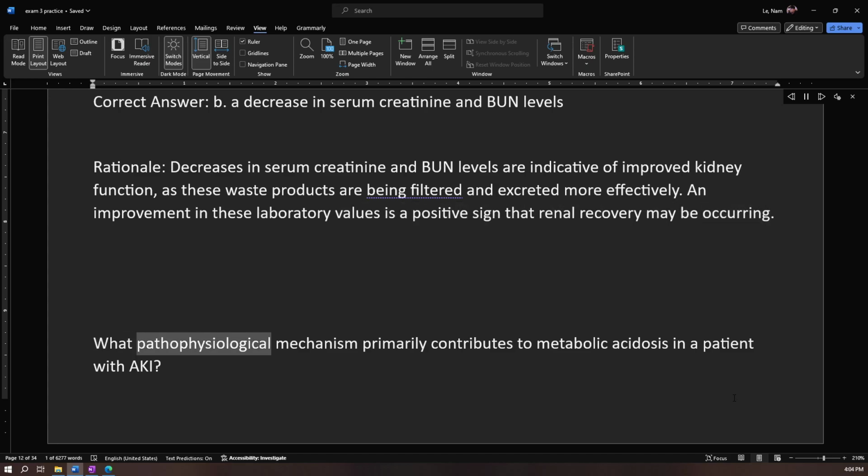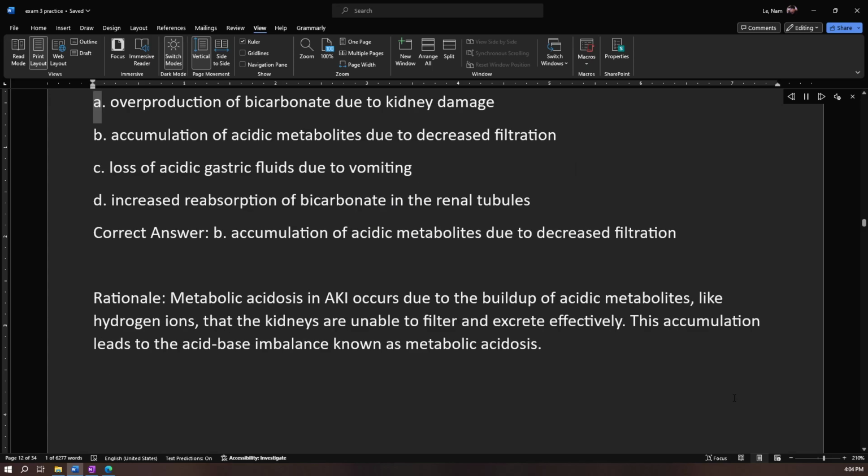What pathophysiological mechanism primarily contributes to metabolic acidosis in a patient with AKI? A. Overproduction of bicarbonate due to kidney damage. B. Accumulation of acidic metabolites due to decreased filtration. C. Loss of acidic gastric fluids due to vomiting. D. Increased reabsorption of bicarbonate in the renal tubules. Correct answer: B. Accumulation of acidic metabolites due to decreased filtration.